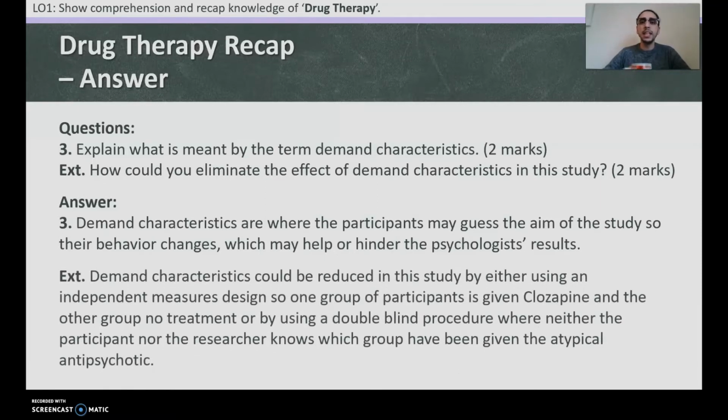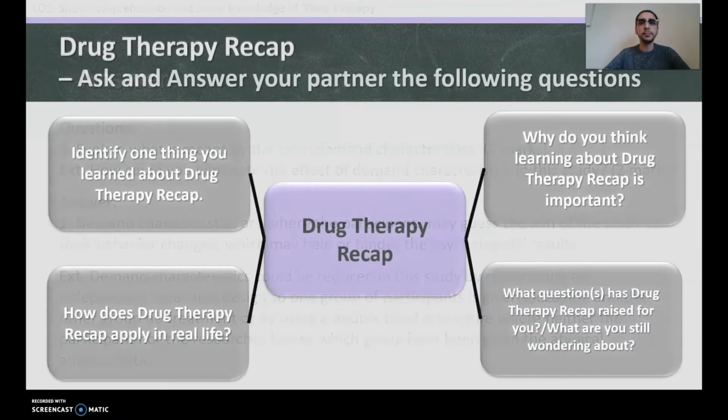How could you eliminate the effect of demand characteristics? Demand characteristics could be reduced in this study by either using an independent measures design, so one group of participants is given clozapine and the other no treatment, or by using a double-blind procedure where neither the participants nor the researcher knows which group have been given the atypical antipsychotics. Okay, that actually reduces researcher bias as well.